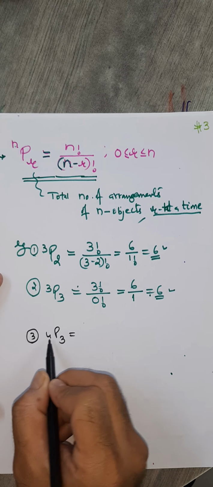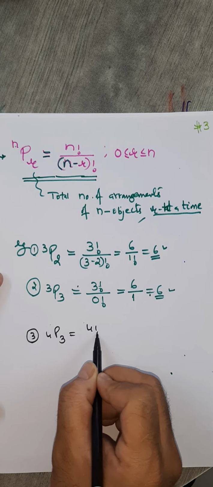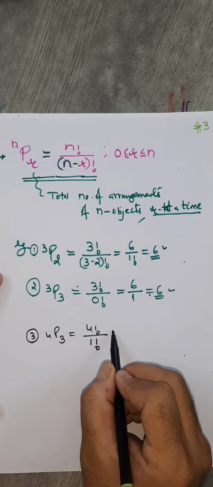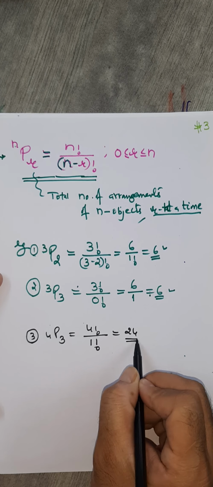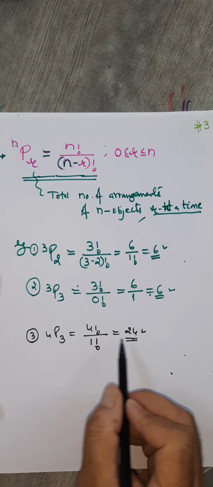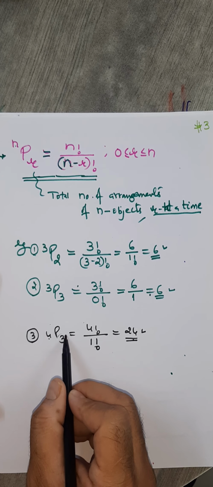4P3. Let's write this. 4 factorial upon 4 minus 3, which is 1 factorial. You know 4 factorial is 24. So 24 permutations can be made out of 4 objects taking 3 at a time.